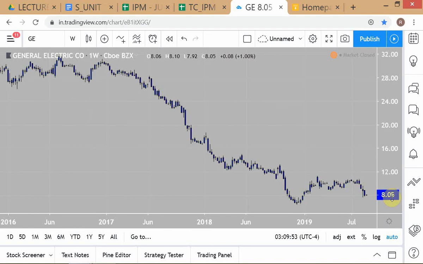Essentially, what a mean reversion trader will do is say, this has fallen too much, it's got to reverse. One of the most famous approaches to mean reversion strategy is value investing. Have you heard of value investing? Warren Buffett does value investing.